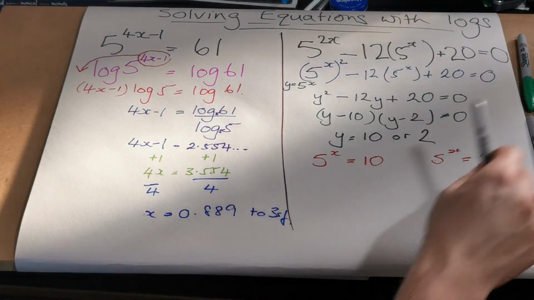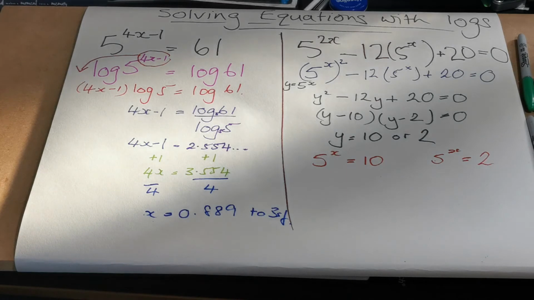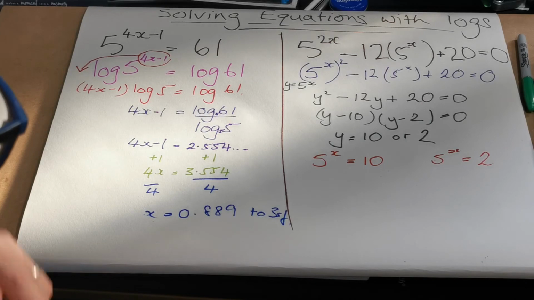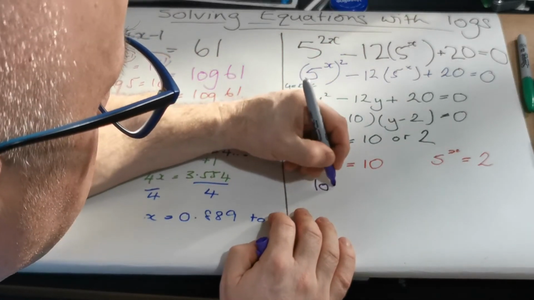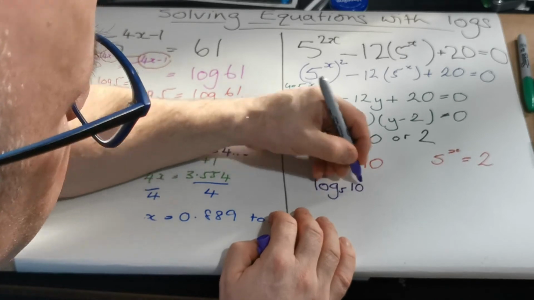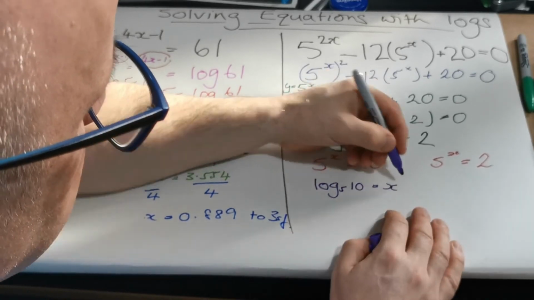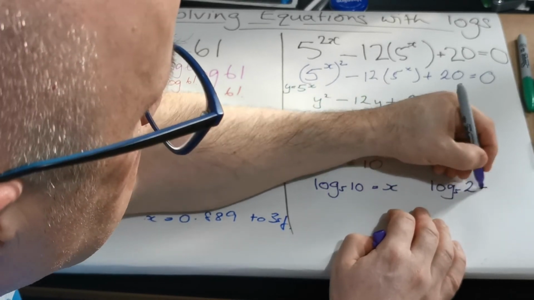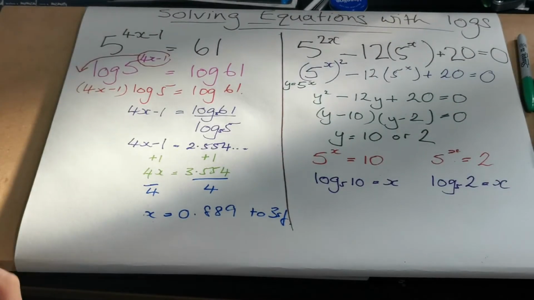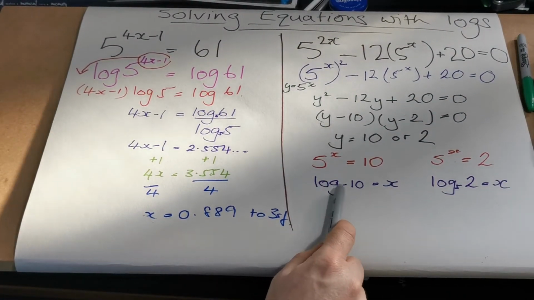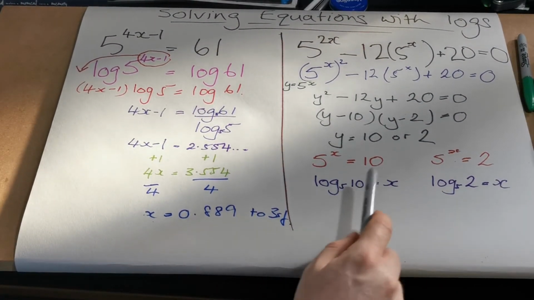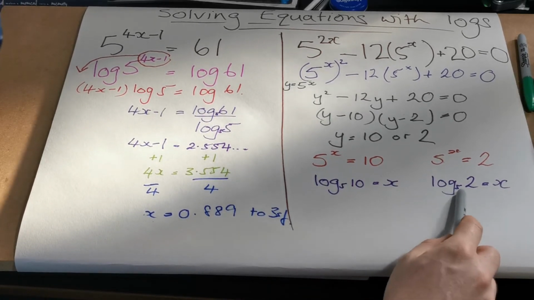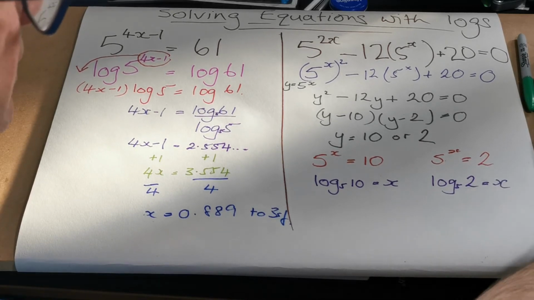Now it might be a good idea to use log to the base 5 here, because that will make things quicker. So log to the base 5 of 10 would equal x in this case, and log to the base 5 of 2 is equal to x in that case. So remember what this says is what power of 5 is 10, and that's what gives us the answer x. What power of 5 is 2, and that gives us the answer x there.